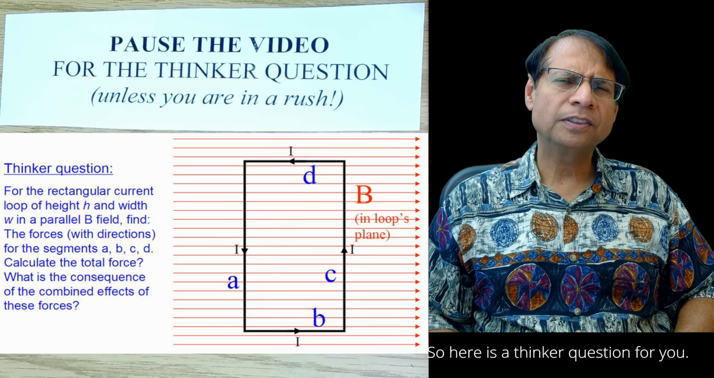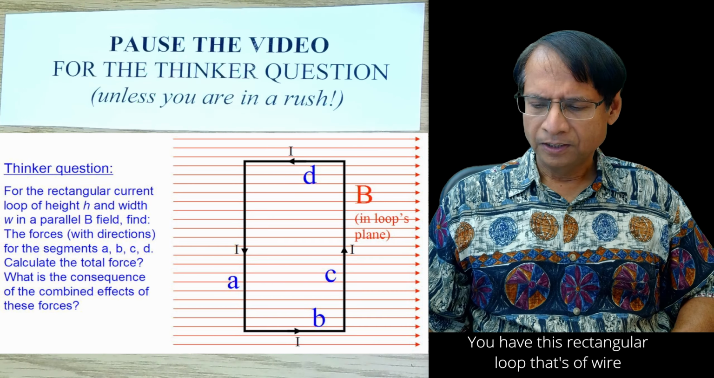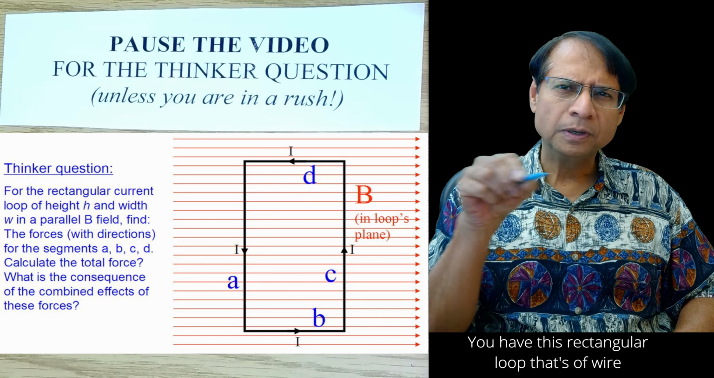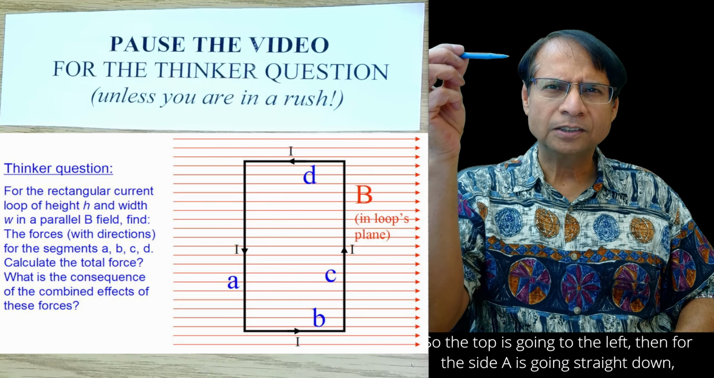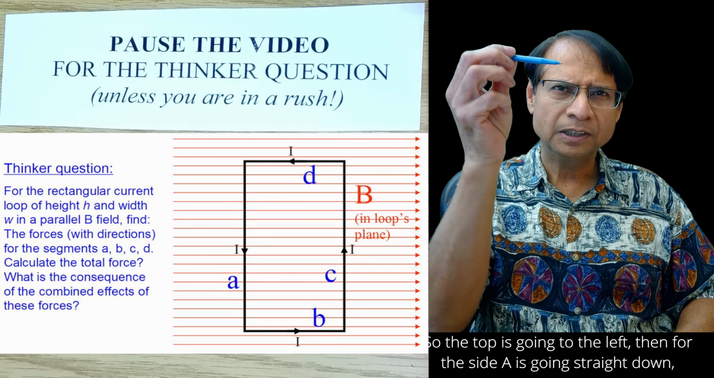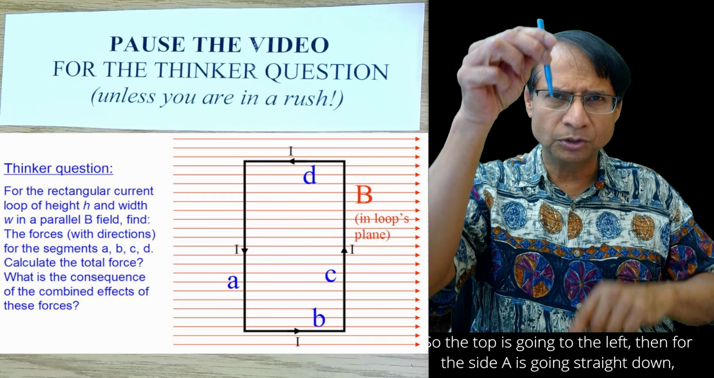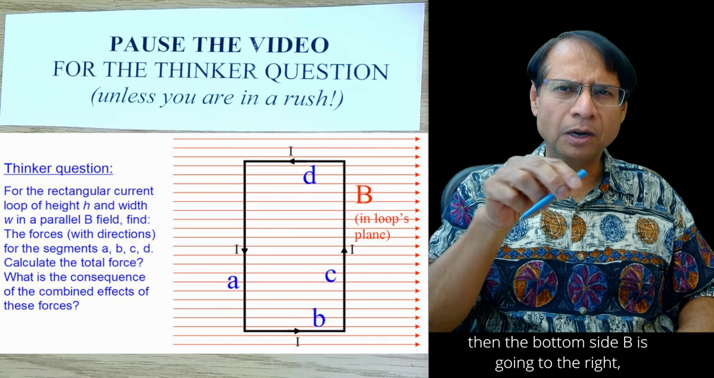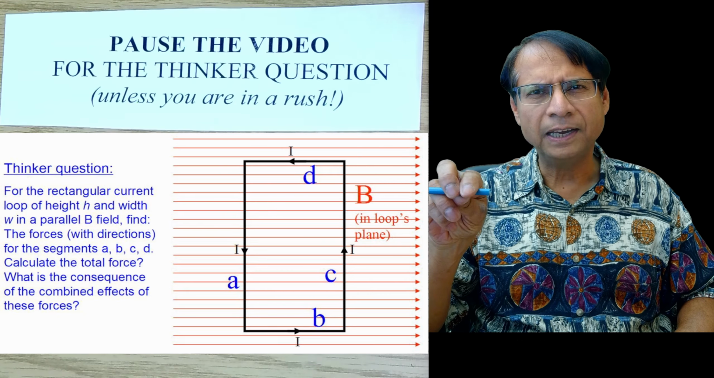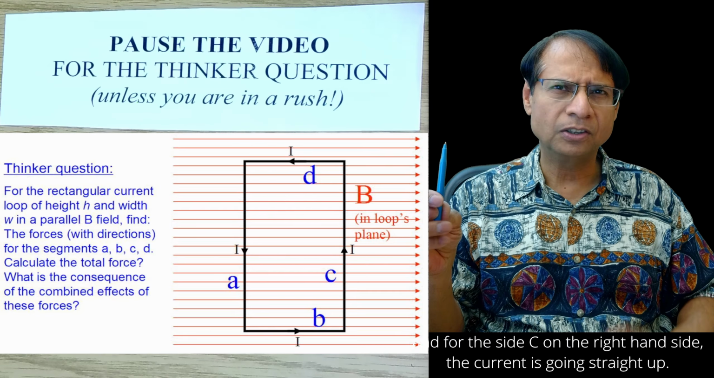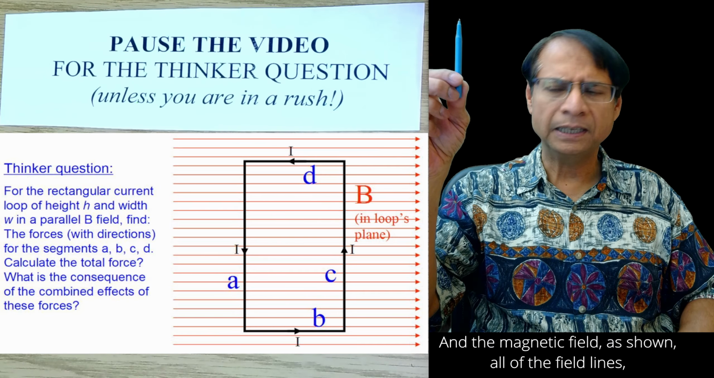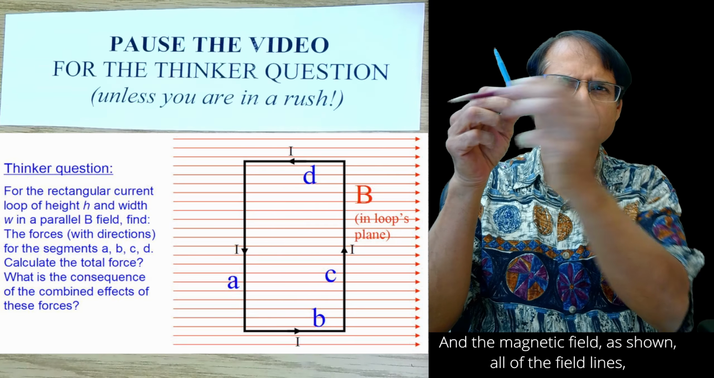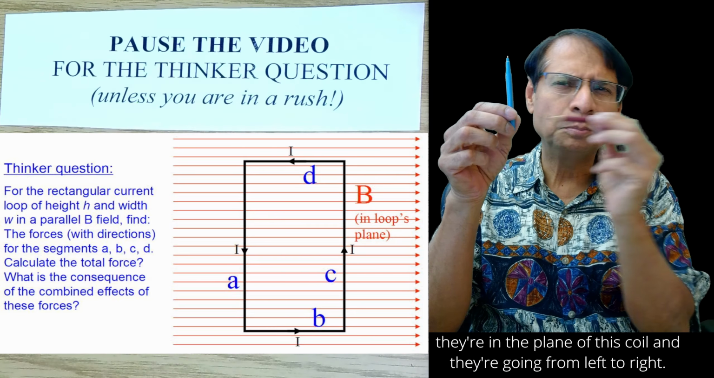So here's a thinker question for you. You have this rectangular loop of wire that's carrying a current, going round and round. So the top is going to the left, then for the side A, the current is going straight down, then the bottom side B is going to the right, and for the side C on the right hand side, the current is going straight up.